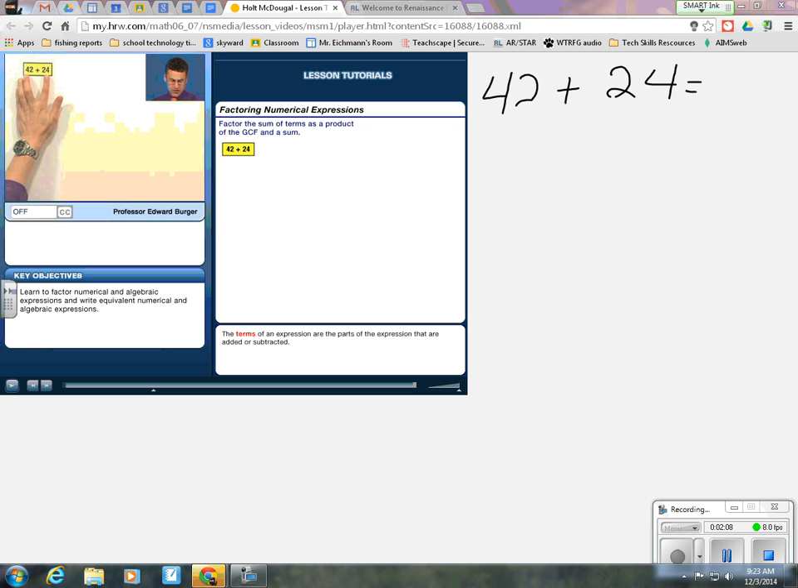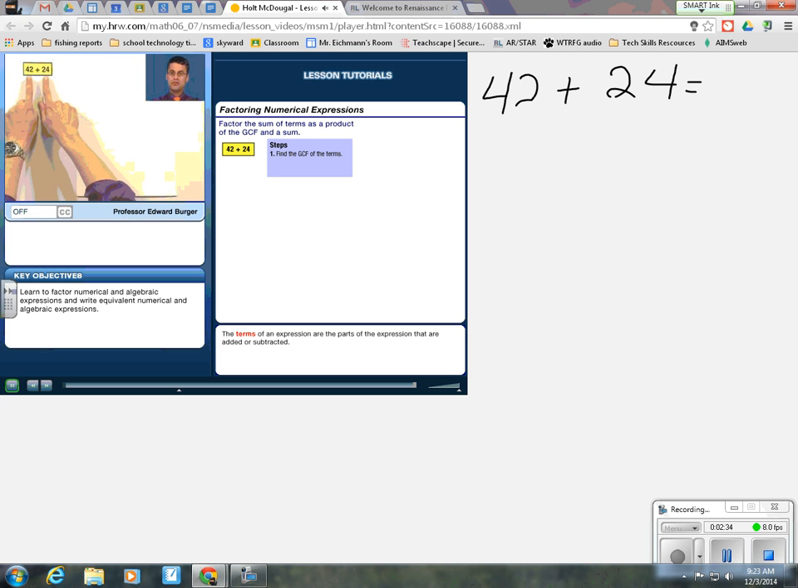So let's listen to it. 42 plus 24, and see if we can write it in a different way as a product. And this is done by what's called factoring. And the way that we think about factoring is actually using the famous distributive laws. So the first thing I want to do is look for a common factor. In fact, I want to find the greatest common factor. That's the largest number that is a factor of both of these numbers. And then in some sense, I'm going to pull it out using the distributive laws.